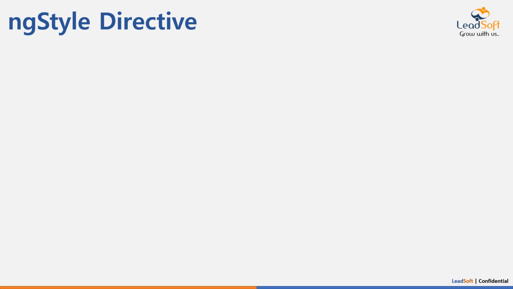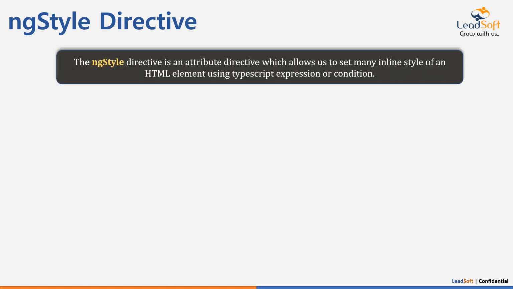The ngStyle attribute is used for changing the inline styles of our DOM components by expressions or a TypeScript condition. So the ngStyle directive is an attribute directive which allows us to set many inline styles of a particular HTML element using a TypeScript expression or a certain condition.